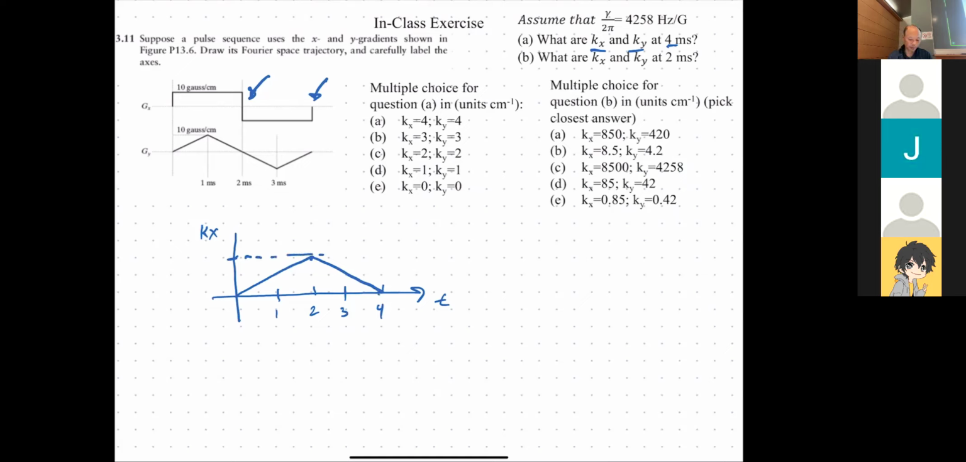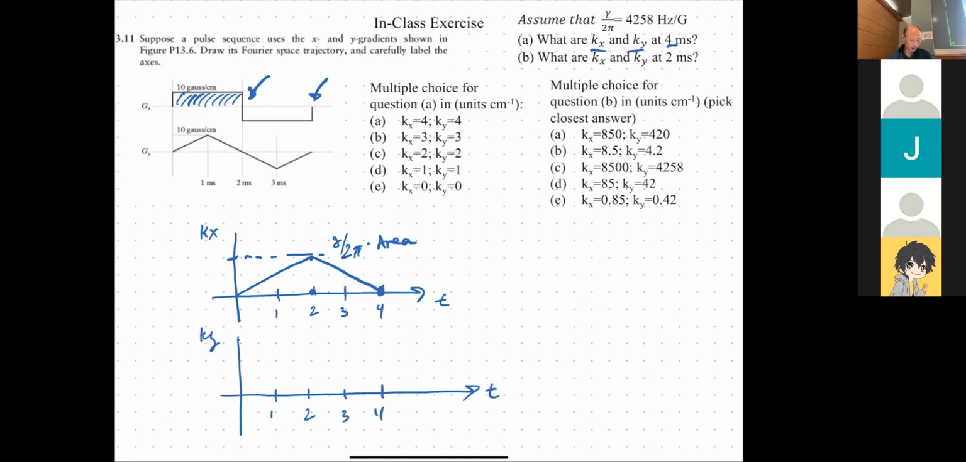As we said last time, at 4 milliseconds it is obviously 0 because the net area is 0. And here it's just whatever area this is multiplied by gamma over 2 pi. So this would just be gamma over 2 pi times the area, whatever that is. Now let's look at the ky gradient. Same thing, 1, 2, 3, 4 milliseconds, times ky.